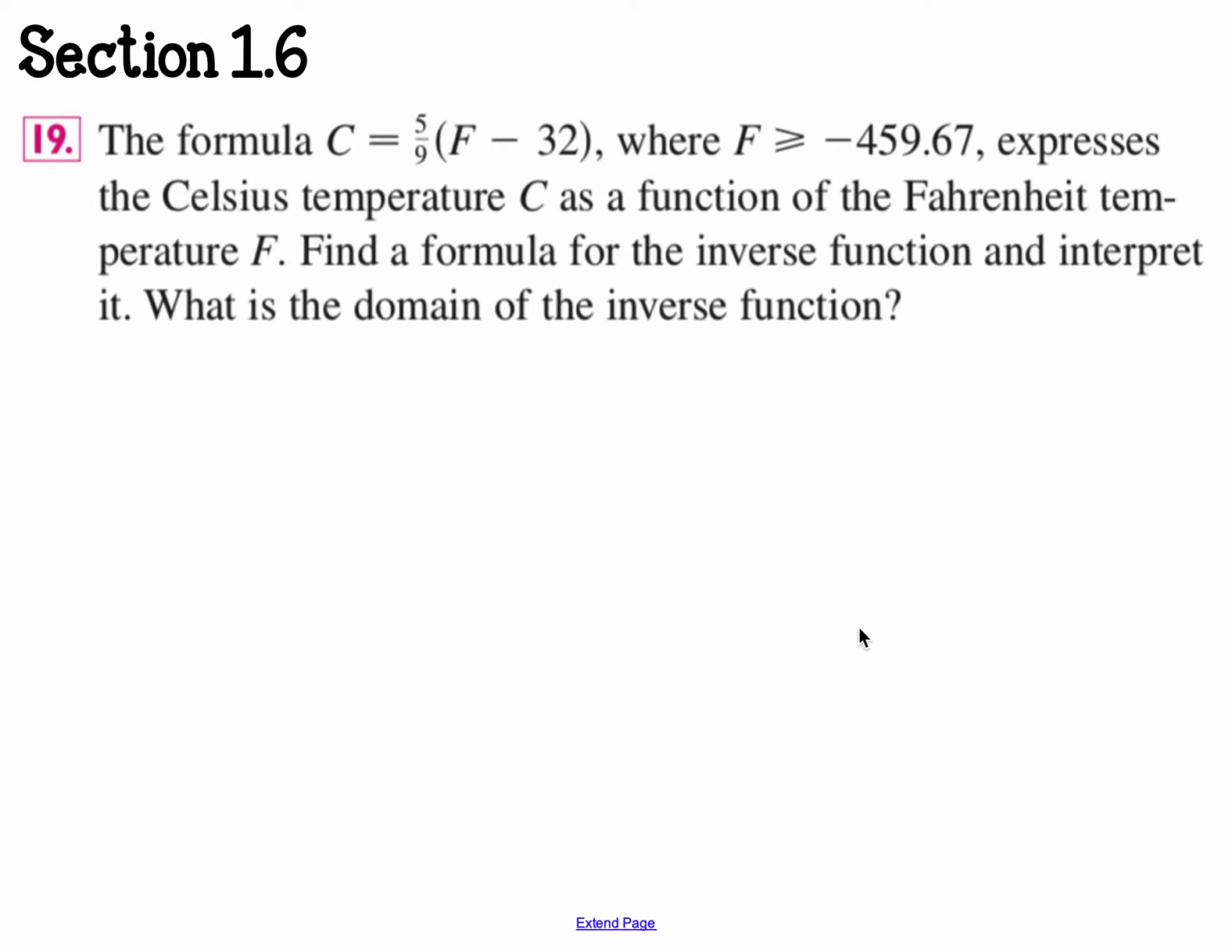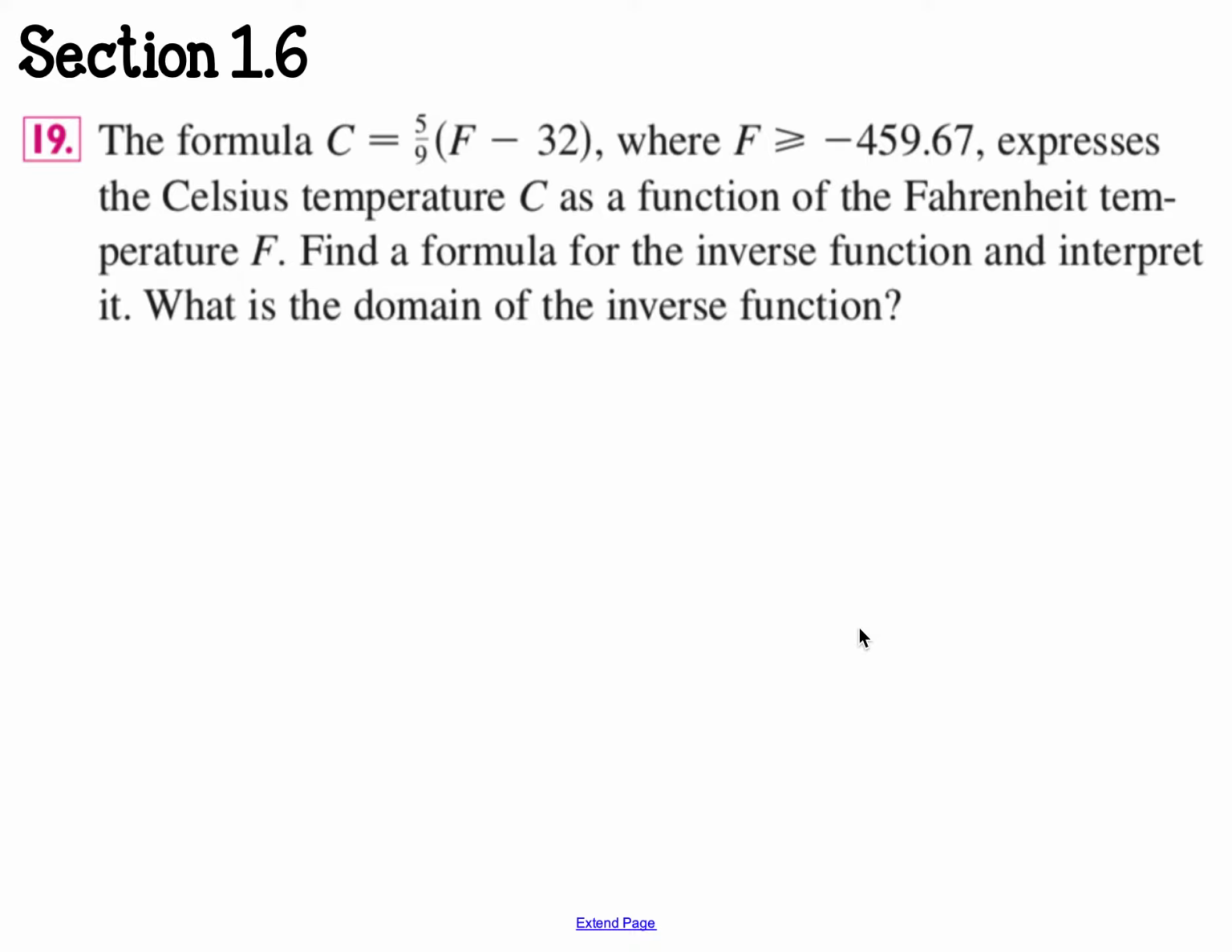All right, section 1.6, number 19. We have the formula, where you plug in Fahrenheit and you get out Celsius. That's a conversion from Fahrenheit to Celsius. It says where F is greater than or equal to negative 459.67. Express the Celsius temperature C as a function of the Fahrenheit temperature. Oh, sorry, it expresses C as a function of Fahrenheit. Find a formula for the inverse function and interpret it. What is the domain of the inverse function?